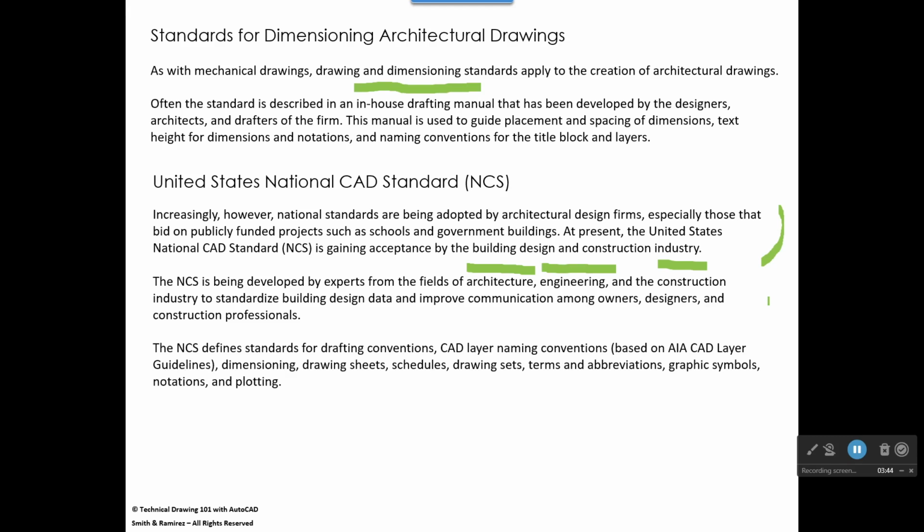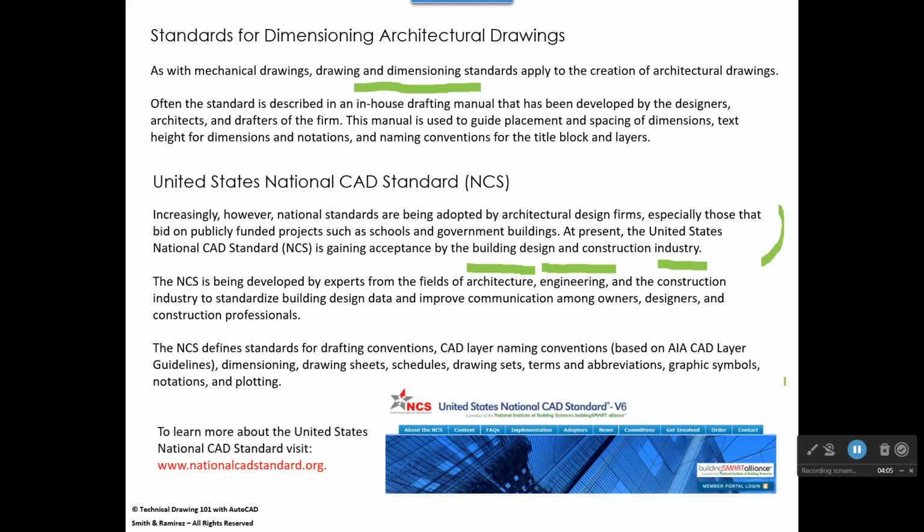The NCS defines standards for drafting conventions, CAD layer naming conventions, which are based on the AIA, the American Institute of Architects CAD layering guidelines. It defines standards for dimensioning, drawing sheets, schedules, drawing sets, terms and abbreviations, graphic symbols, notations, and plotting. If you'd like to know more about the National CAD Standard, you can go to nationalcadstandard.org, and you can download the National CAD Standard from their site if you have a credit card. The standard changes not every year, but there are different versions of the standard, so you would want to purchase the latest standard if you were doing this.